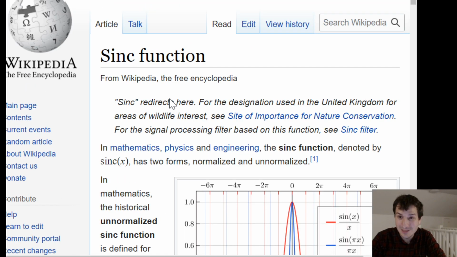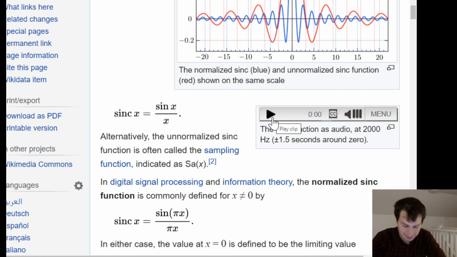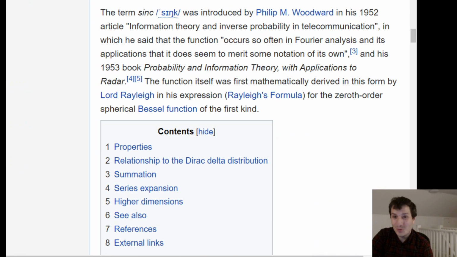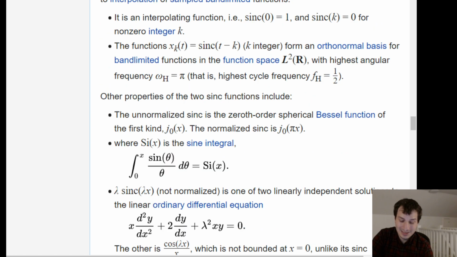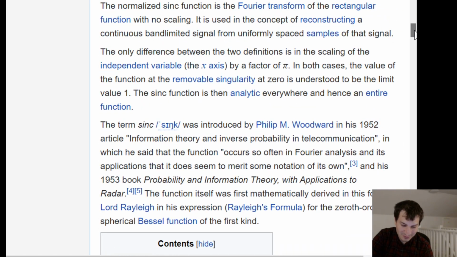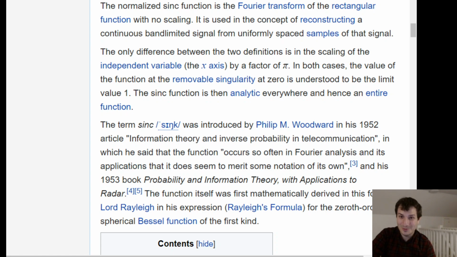There's a whole Wikipedia page for this thing, and there's a funny little thing where it will play the sound for you. So here's the sound. Ready? You can't hear it, can you? Yeah, okay, maybe you barely heard it. Anyway, you can check out the Wikipedia page. It's a very important function. It comes up in all sorts of things. The first reference to it is in a book from 1953 on applications to radar. It's a serious function that is super important.